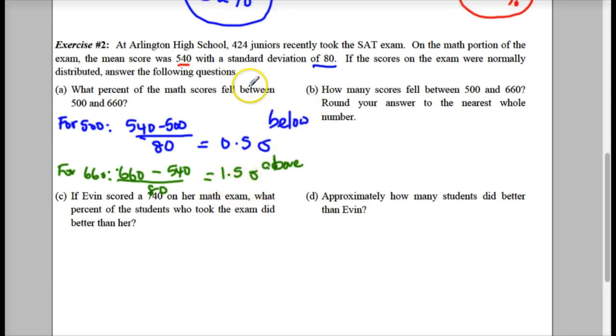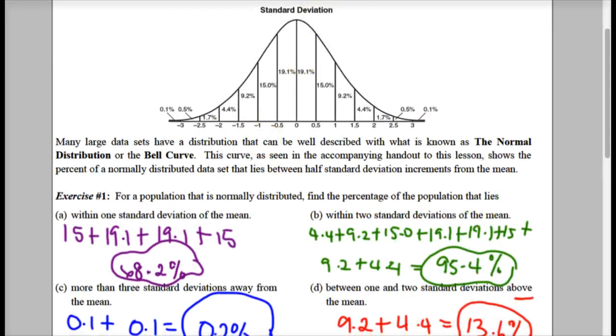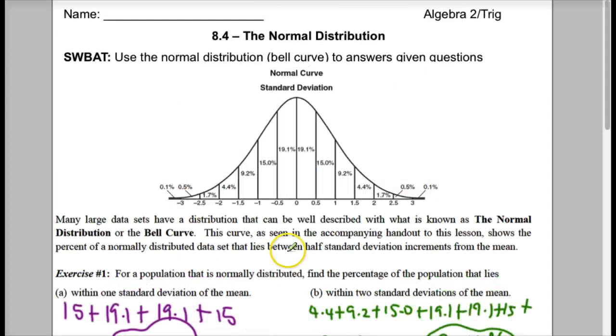Now what percent is that? I'm going to use my bell curve, and let me get my highlighter out. What was it, guys? 0.5 below, which is up to here, and 1.5 above, which ends up to here. So it's this shaded section here, and I'm going to continue writing up here. You continue at the bottom.